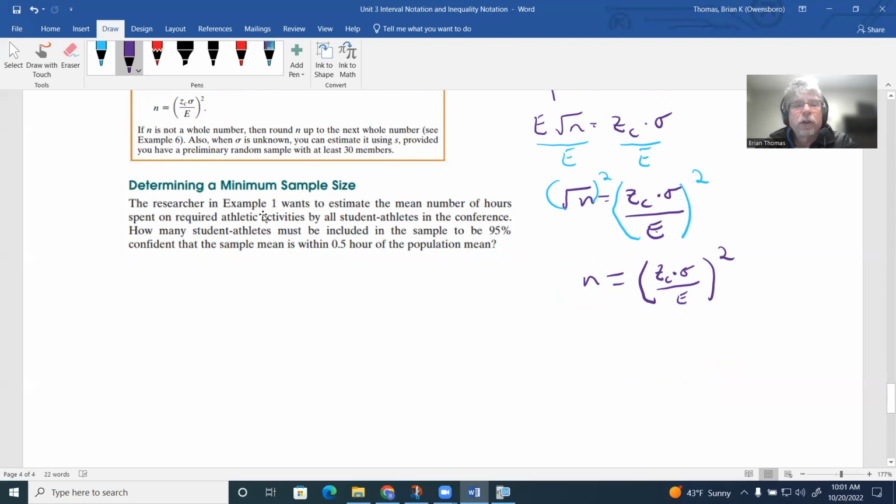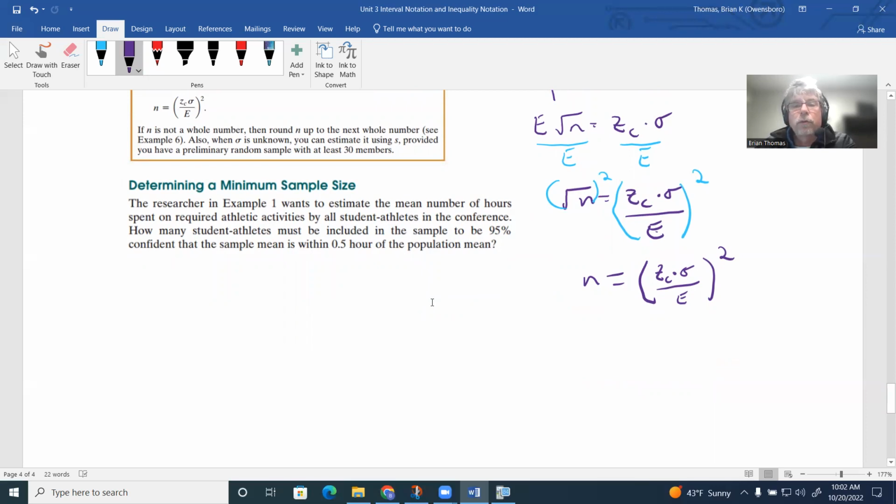The researcher in example 1 wants to estimate the mean number of hours spent on the required athletic activities by student athletes in the conference. How many student athletes must be included in the sample to be 95% confident that the sample mean is within 0.5 hours of the population mean?